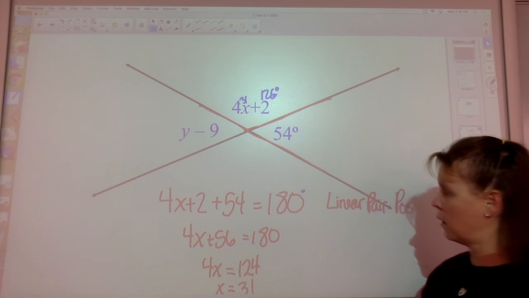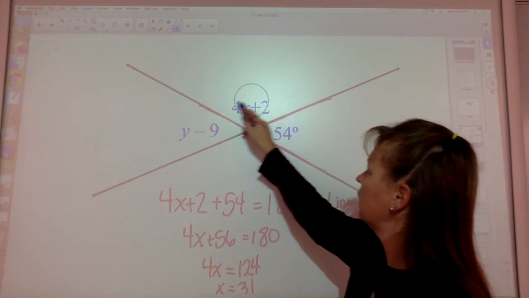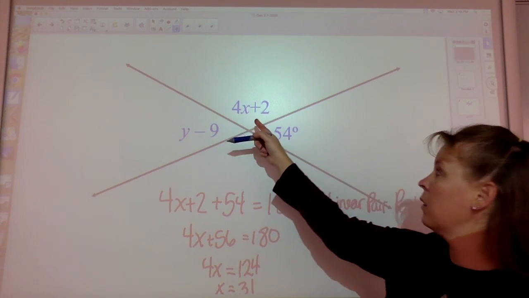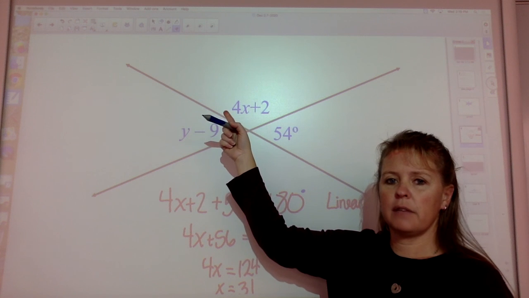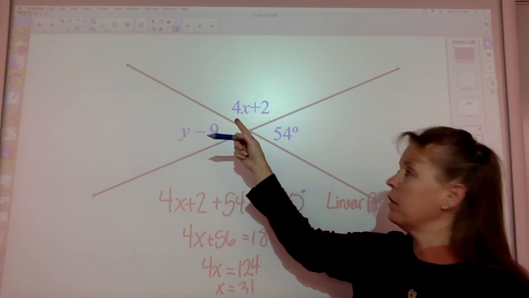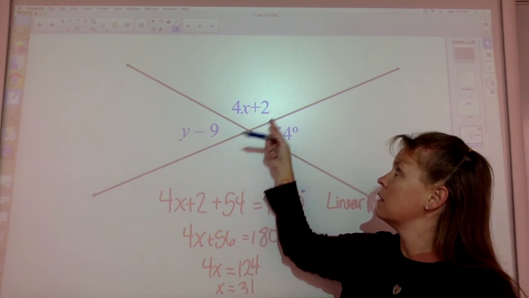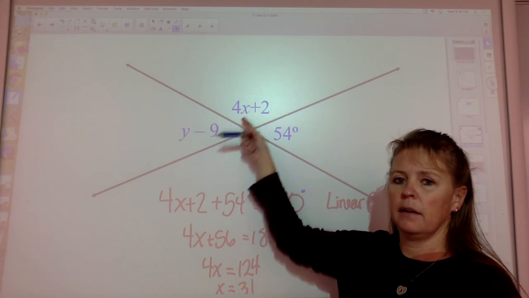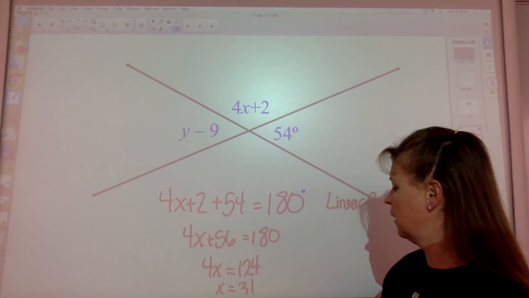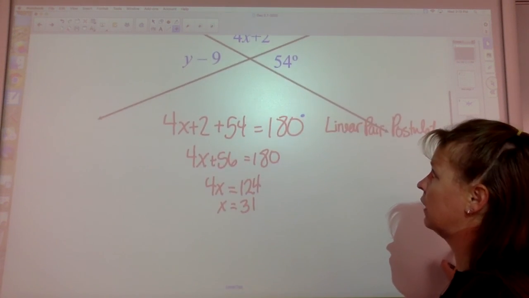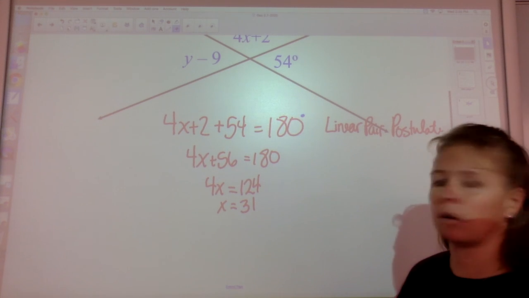Okay, now we want to find y, and you've been taught this lesson before. Don't use y with 4x plus 2. We don't know what 4x plus 2 is. They didn't give us that information. But what we've just proven is that if two angles are supplementary to the same angle, then those two angles must be congruent, as well as they are also vertical angles. So the vertical angles congruence theorem.